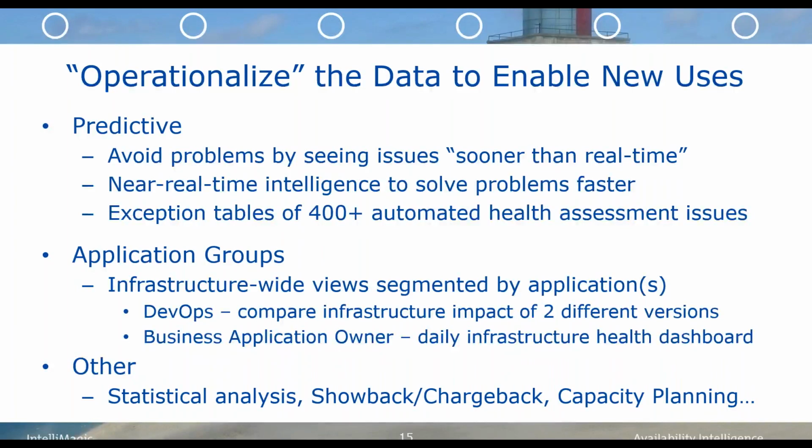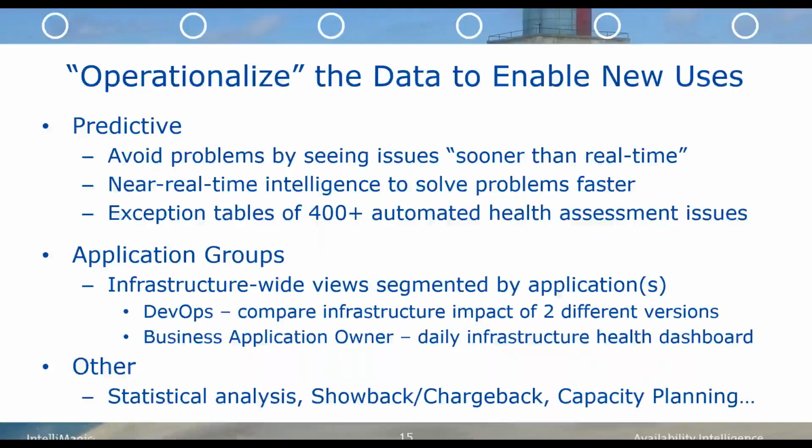We can do that by this application segmentation, along with some other features like the automatic compare function of one date versus another, which can be two different versions of it. So anyway, we're doing a presentation at SHARE next month on that particular topic.